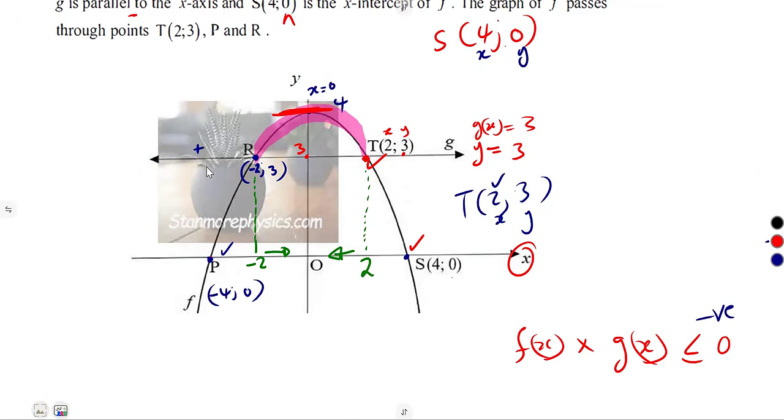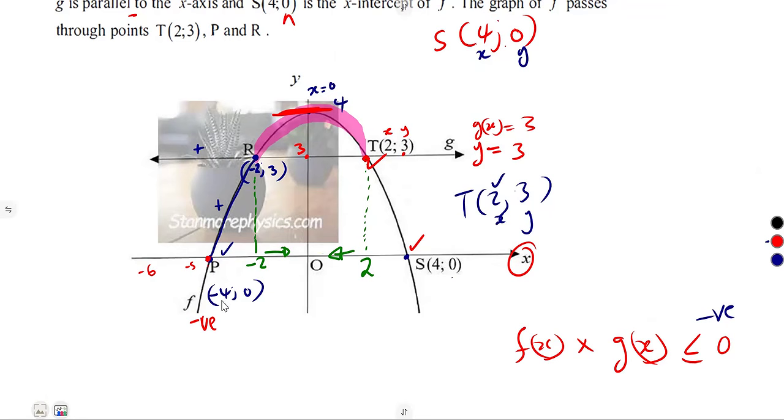Gx is positive from minus 2 up to the point P, which is at minus 4. F of x is also positive, so positive times positive is not going to work. But if we consider from P, which is minus 4, minus 5, minus 6 going this side, our f is now below the x-axis. It's now negative, below the x-axis.